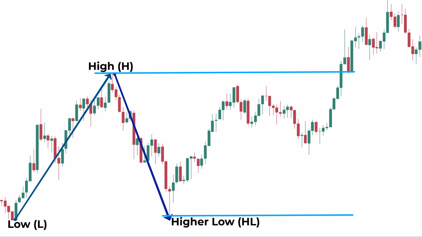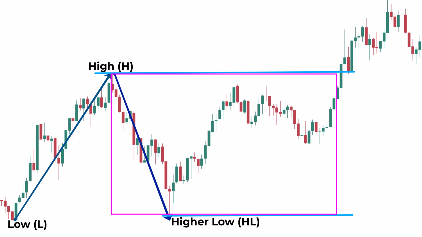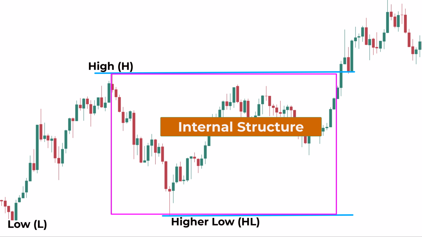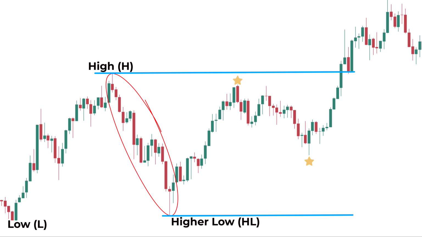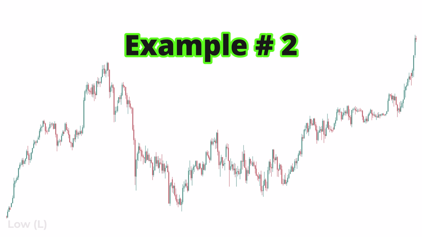Now, observe something important. The price movement between these two lines. This entire movement is called internal structure. When we compare this internal movement with the major wave, this becomes internal structure inside an external structure. Remember this rule. When the gap between major structure points is large, it is very normal to see multiple valid structure points inside. But those points are internal, not external. We will study internal structure later.